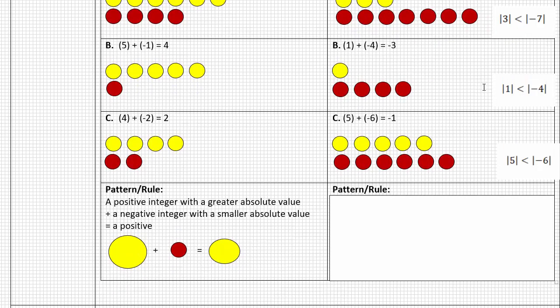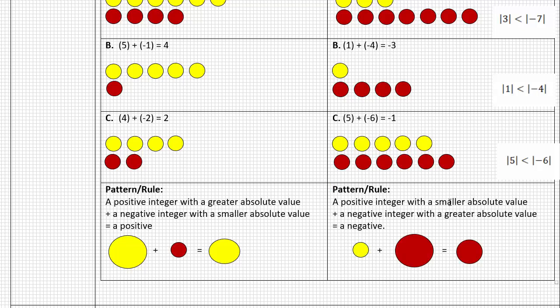And so the rule, or the pattern for this second set, is if you take a positive integer with a smaller absolute value, and you add to it a negative integer with a greater absolute value, the sum is going to be negative.